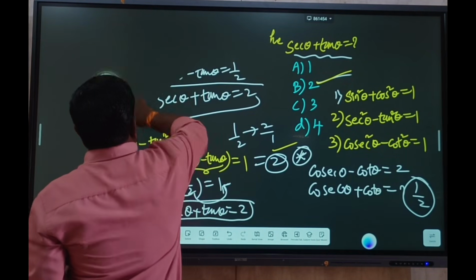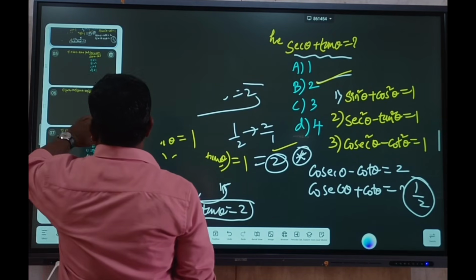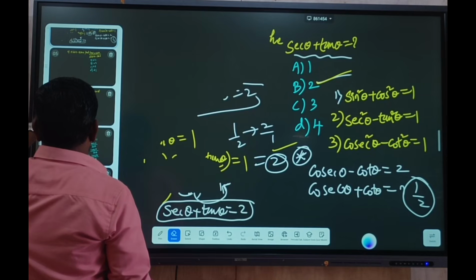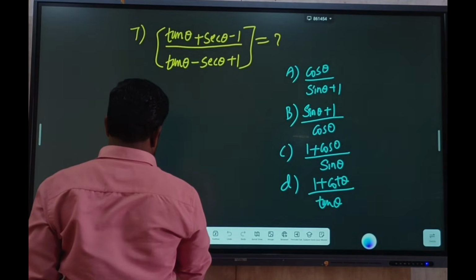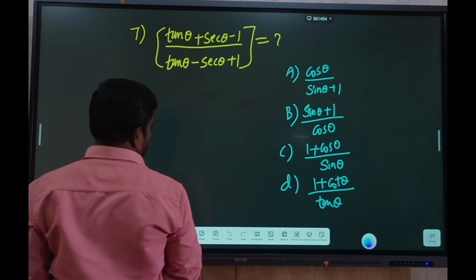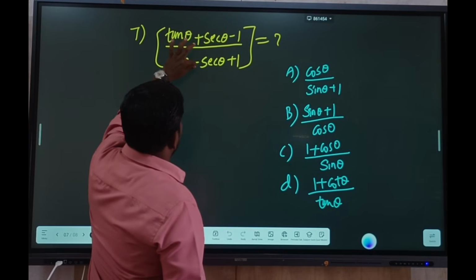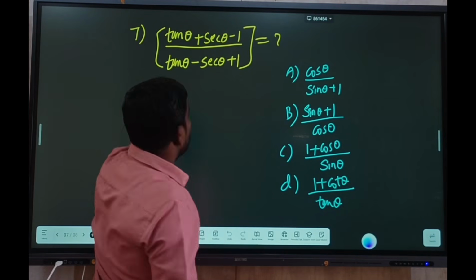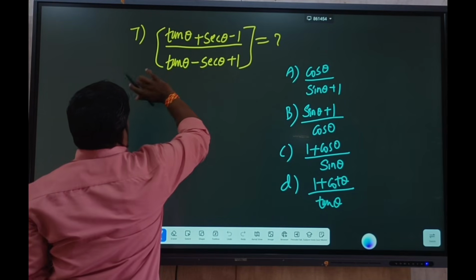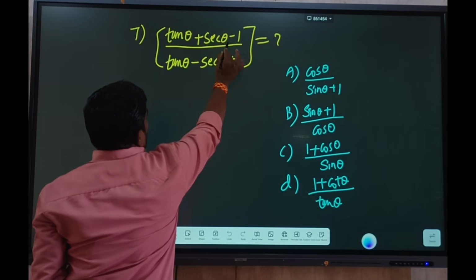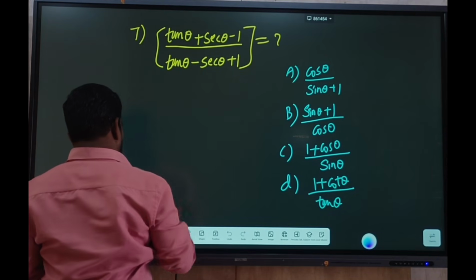So that is finished. Now I am taking the next one, with tan theta. This is very important in every competitive exam. Many times you are asked tan theta plus secant theta minus 1, divided by tan theta minus secant theta plus 1. This is an easy method. Now I am using the first to observe the question.